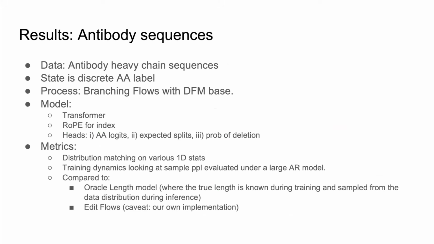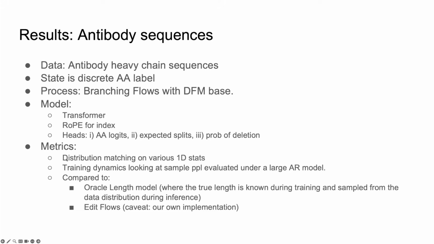So the next thing is discrete-only antibody sequence generation. This is a nice toy discrete problem because things train fairly fast, and it also lets us compare to discrete-only models. This is also trained with a straightforward transformer with RoPE for the index, and you're outputting your amino acid logits. This is only discrete, so they're just logits, then the expected splits and the probability of deletion, right?